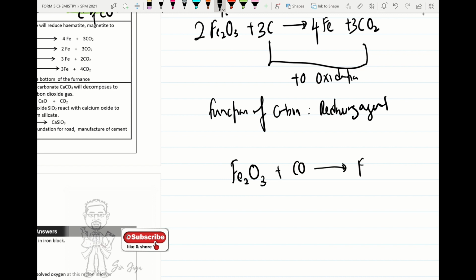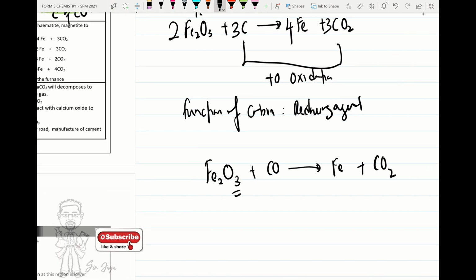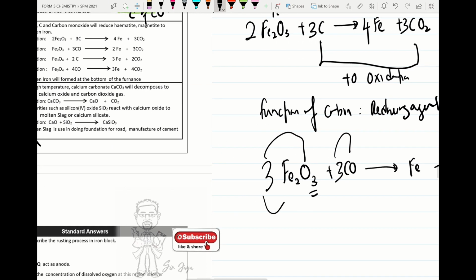It will produce iron plus carbon dioxide. How to balance this equation? Take the 3, put here. Next balance the carbon 3. Oxygen will be 6, 3 times 2, 6. Iron will be 6.